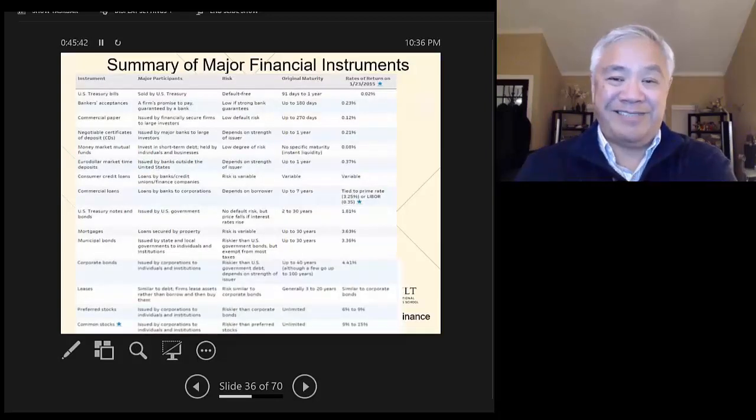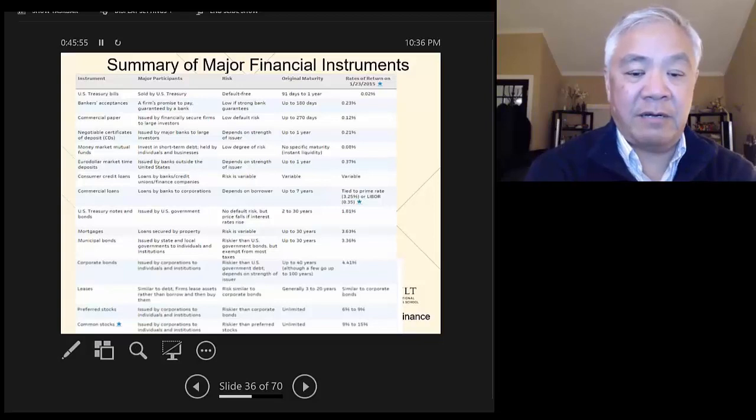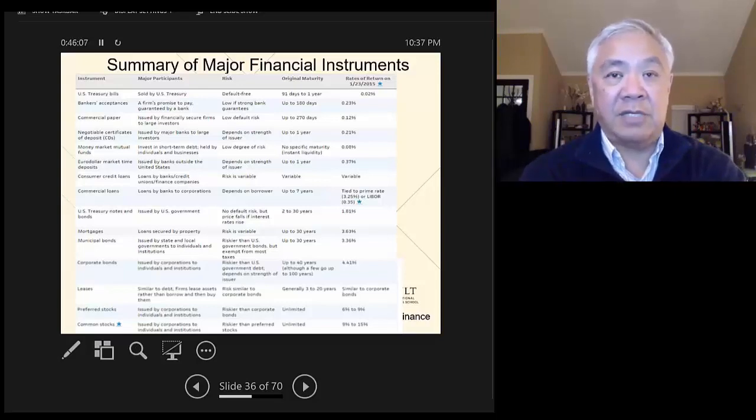This slide I'm not going to read to you. It's in your textbook. But on the left-hand column, you'll see all the variety of instruments that comprise the financial offerings of all these different intermediaries. Intermediaries as in banks, intermediaries as in the capital markets and the bond markets. And you can look at this at your own leisure on this slide or in the book.